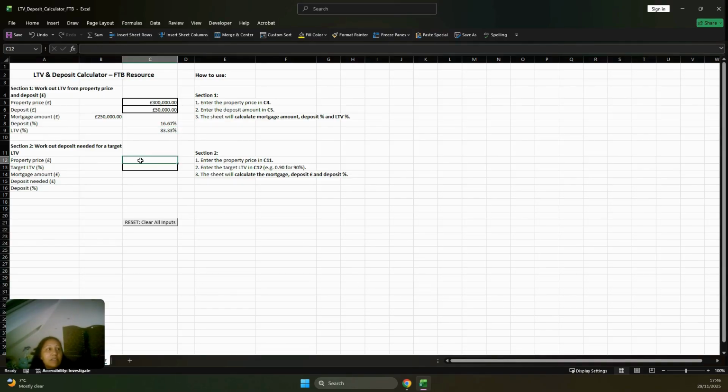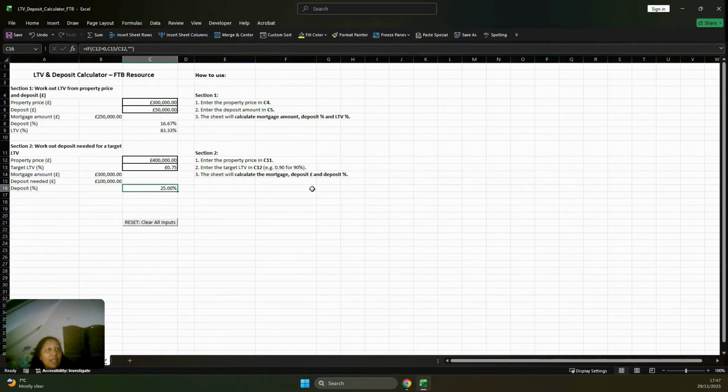The next thing is if you wanted to work out the deposit you needed based on the loan to value. So if you knew that a loan to value of say 75% would give a good interest rate, you'd try and find a property that you could do that with. So for example, again, say the property was worth 400,000 and you wanted a 75% loan to value, then that would mean that the mortgage loan amount would be 300,000. Your deposit would be 100,000, which would be 25%.